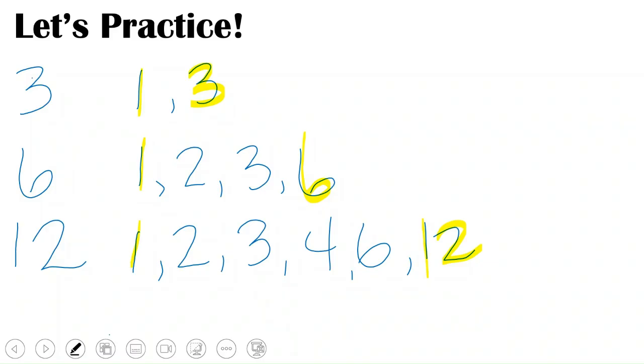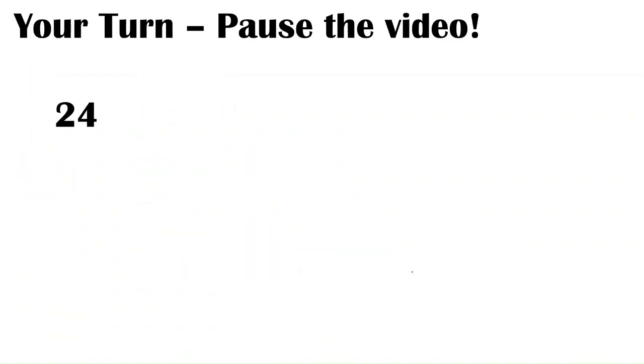You already know 2 factors of every single number that you are going to attempt to factor, because one of the factors is 1, the other factor is the number itself, and then you just have to find the other factors. All right, this is our final problem and your turn to practice. We are going to find the factors of the number 24. Go ahead and pause the video, and once you have all of the factors, unpause and see if you're right.